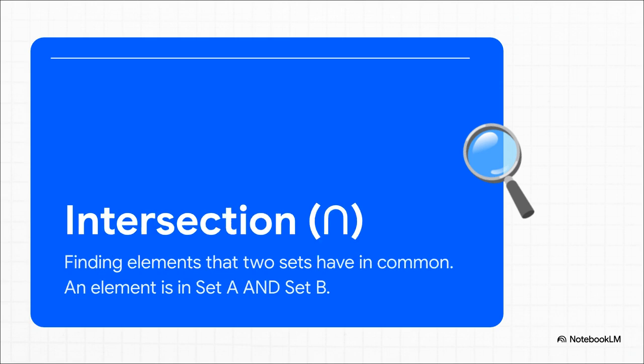Next, we have intersection. And you're going to want to pay close attention to this one because this is the real key to our puzzle. Intersection is all about finding the overlap, the elements that are in both sets. So for our last example, the intersection of 1, 2, and 2, 3 is just 2. It's only what's in set A and set B.